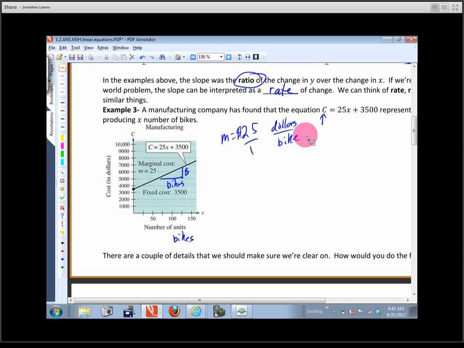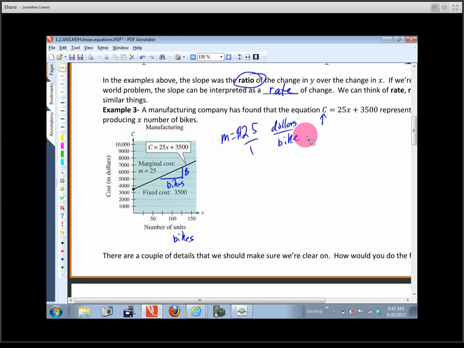$25 for a bike. They can make a bike for 25 bucks. That's what that means. Now, if they make one bike, how much does it cost to make one bike? Now, don't answer out loud. I want you to look at the graph and think for just a second. How much does it cost to make one bike?